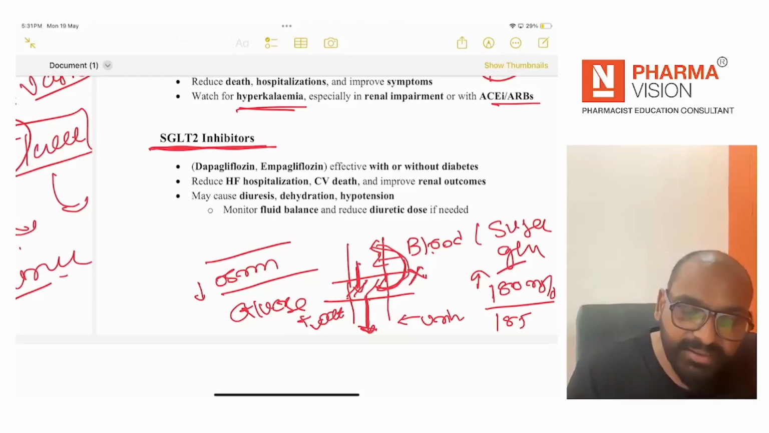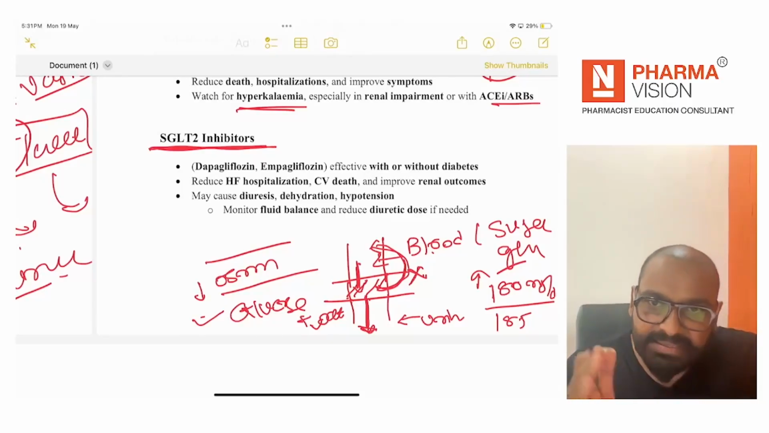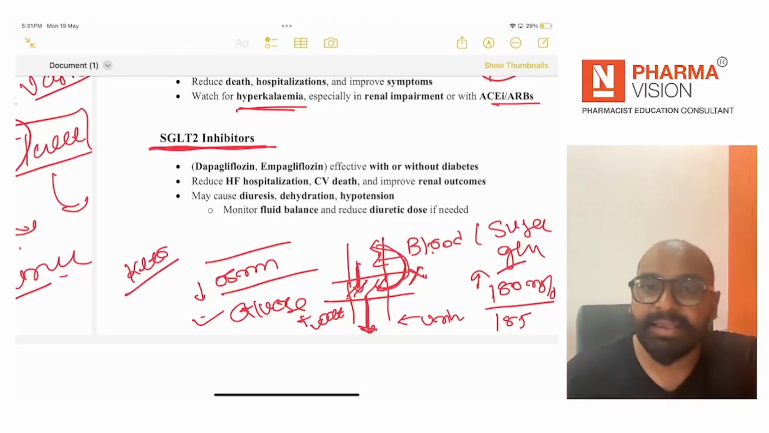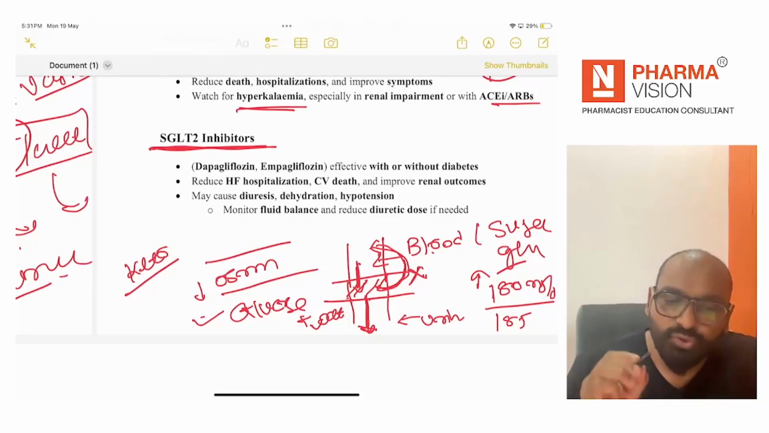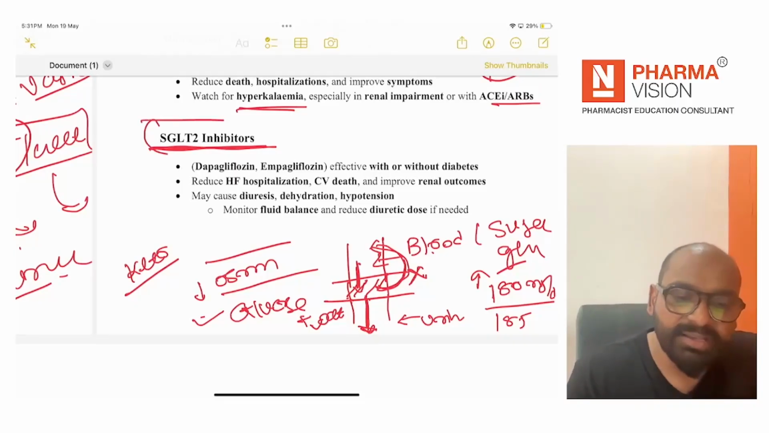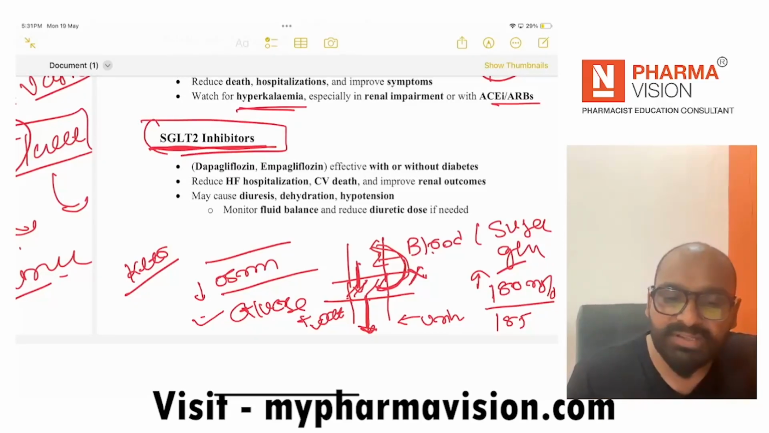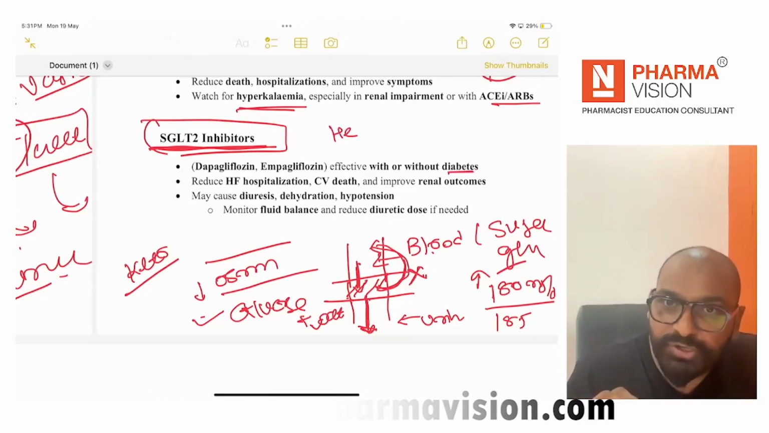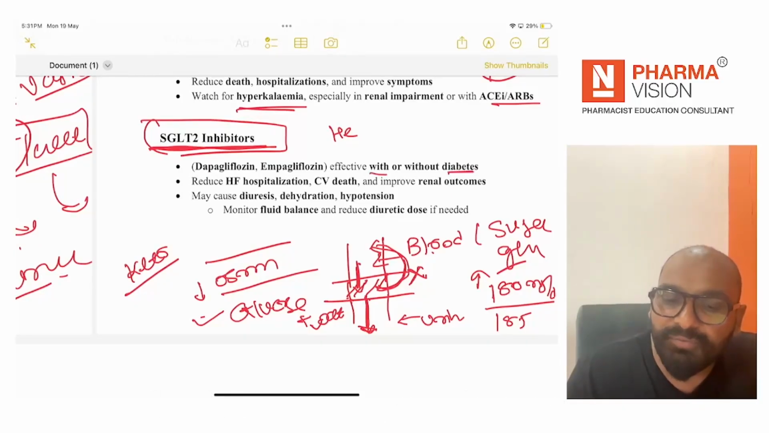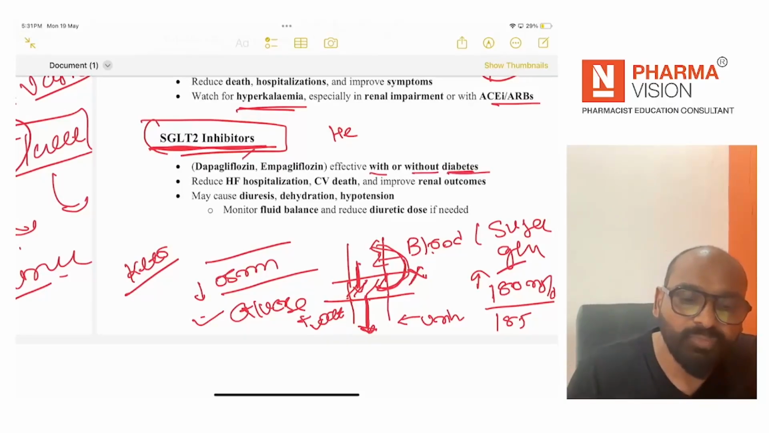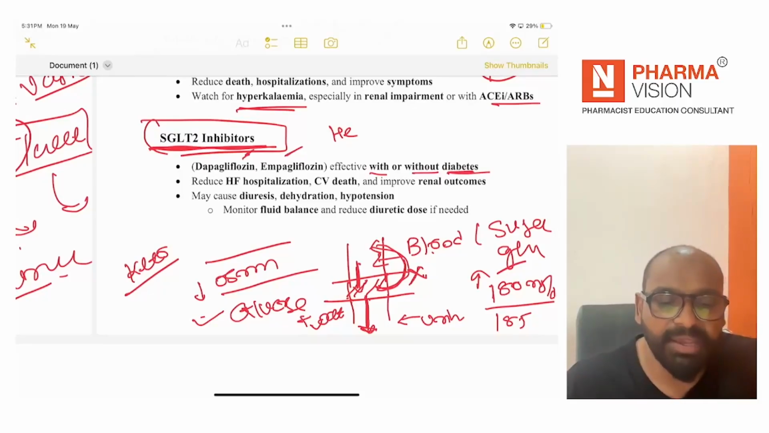The second thing is, when the glucose is less in the body, all the cells try to adopt alternative fuel sources like ketones, and they improve their functionality. So nowadays this medication is considered a very good medication, regardless of whether the patient is suffering from diabetes. If the patient is suffering from heart failure with low ejection fraction, then with or without diabetes doesn't matter, this medication can be given.